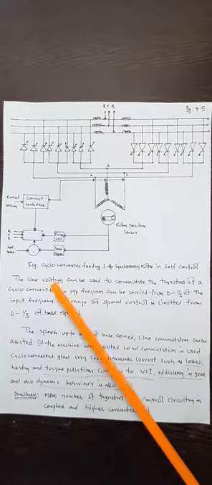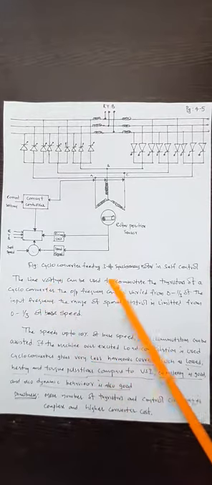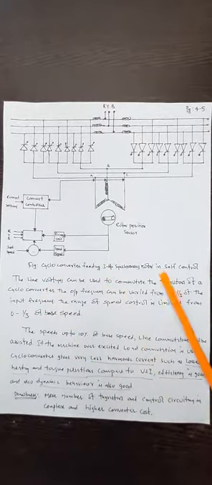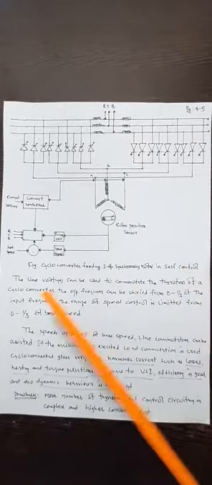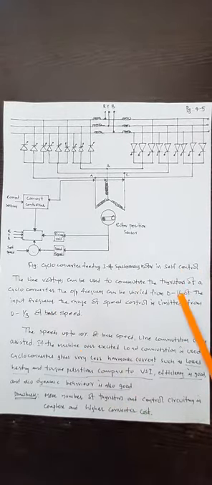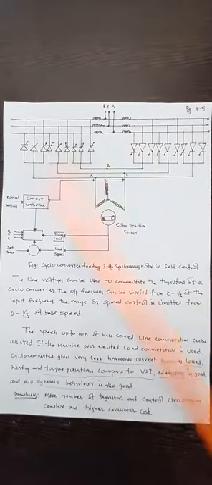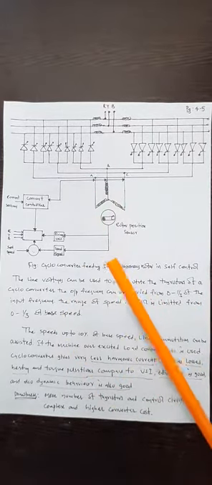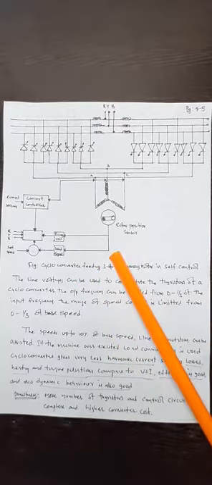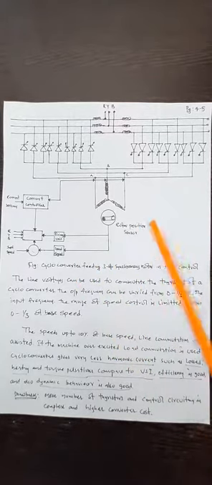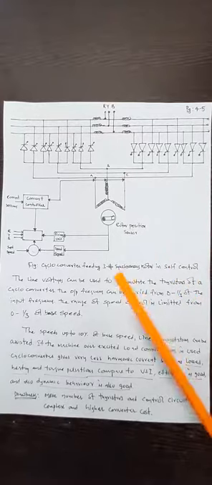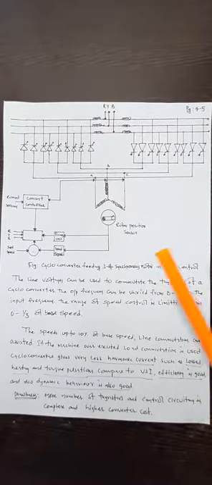And this figure represents a cycloconverter feeding a three-phase synchronous motor in self-control. So the line voltages can be used to commutate the thyristors. Line voltages can be used to commutate the thyristors of a cycloconverter. That's why they are line commutated converters. Line voltage is used for both the firing circuit as well as the control circuit. That is the reason for the line commutated converter.